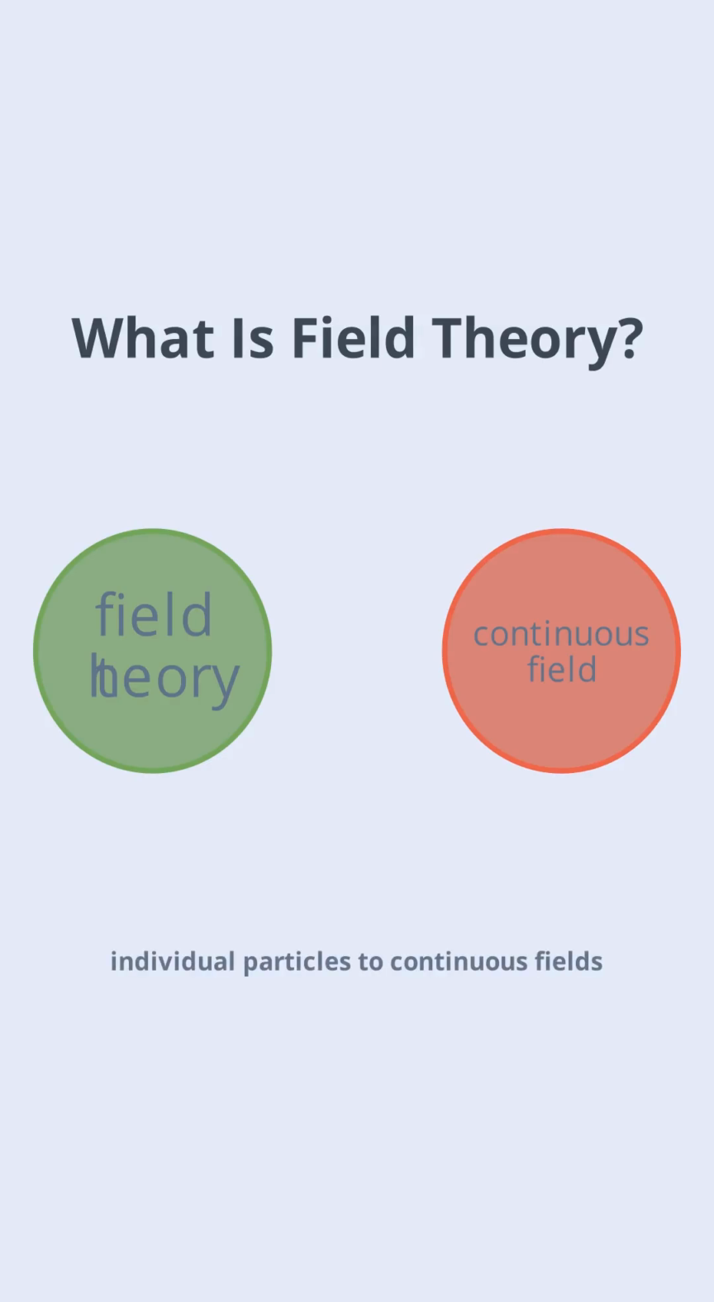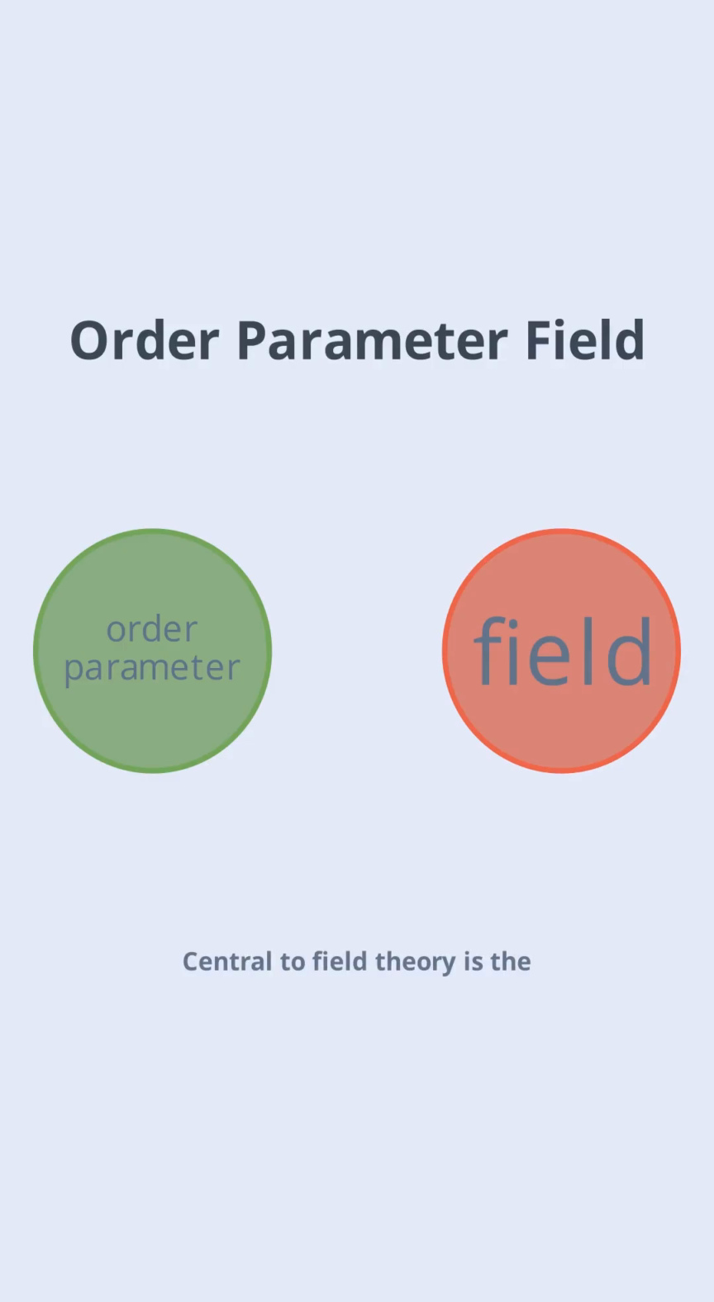By shifting our focus from individual particles to continuous fields, we gain powerful tools to describe and predict physical phenomena in a wide range of systems. Central to field theory is the concept of the order parameter field. Think of the order parameter as a quantity that tells us about the state of a system at each point in space. For example, in a magnet, it could represent the local magnetization.